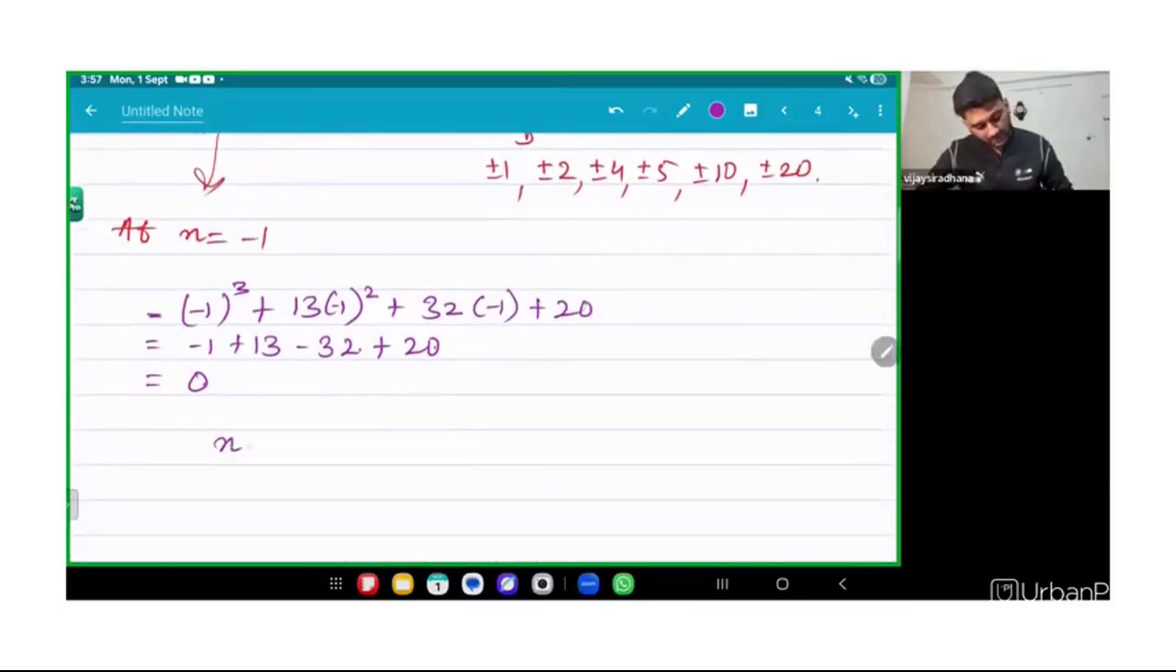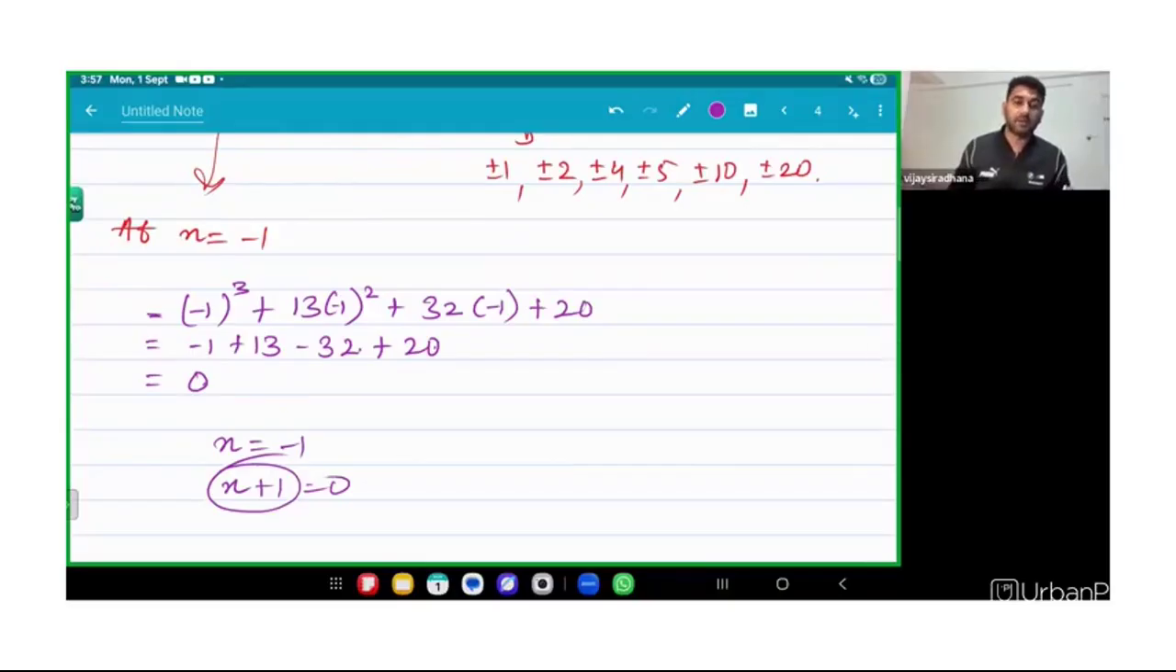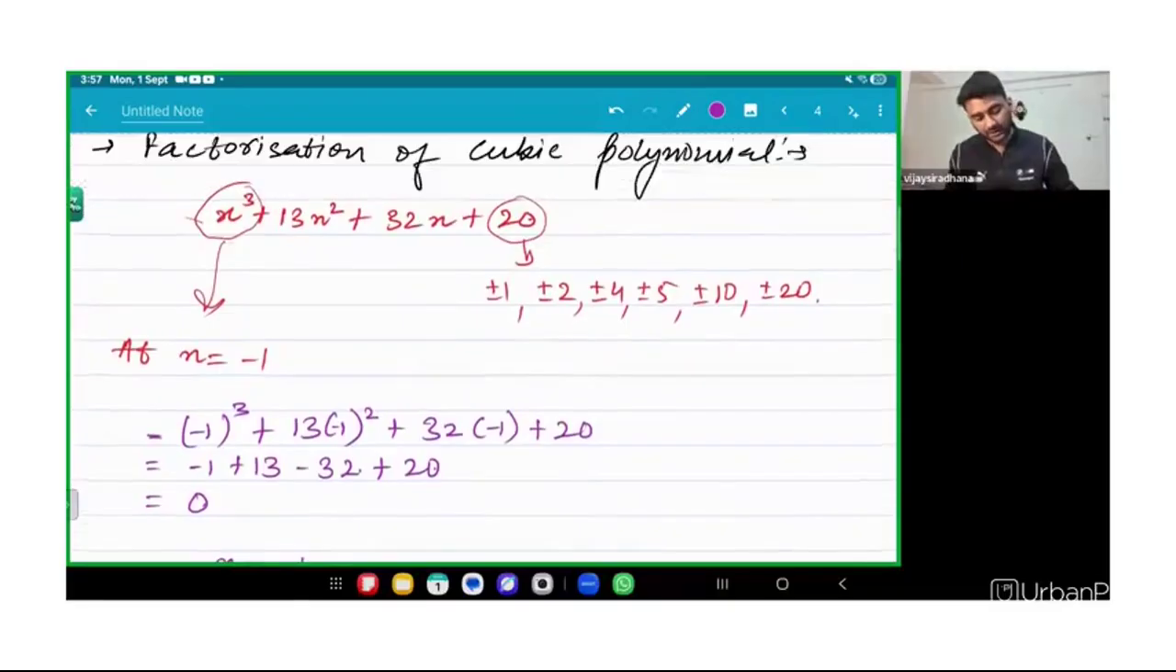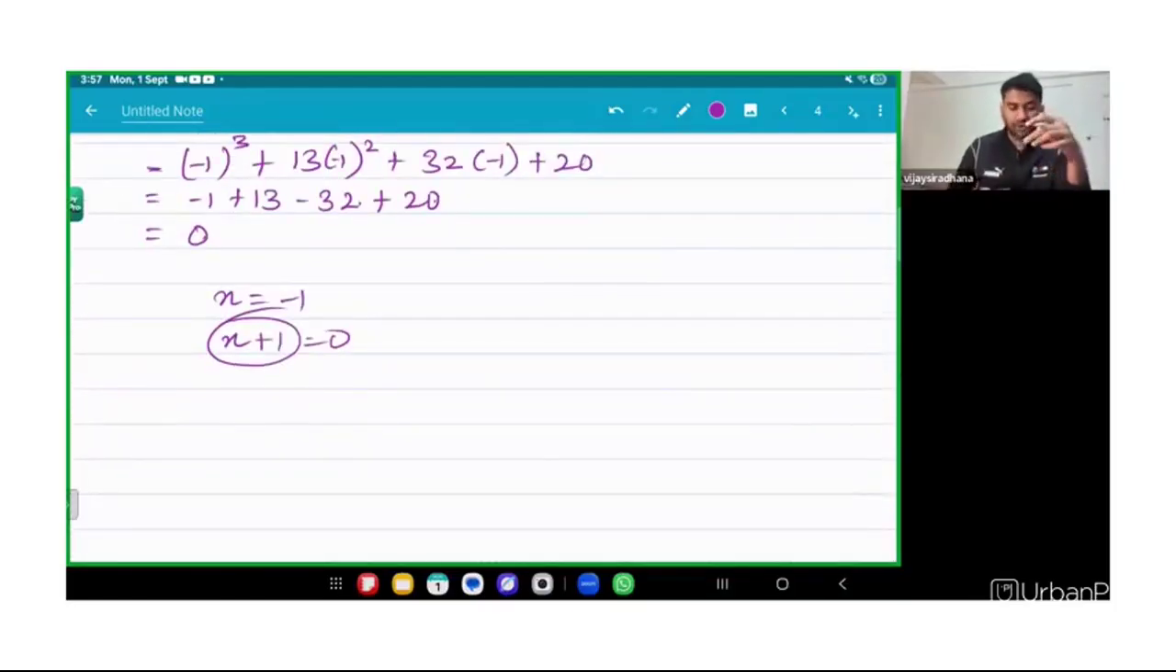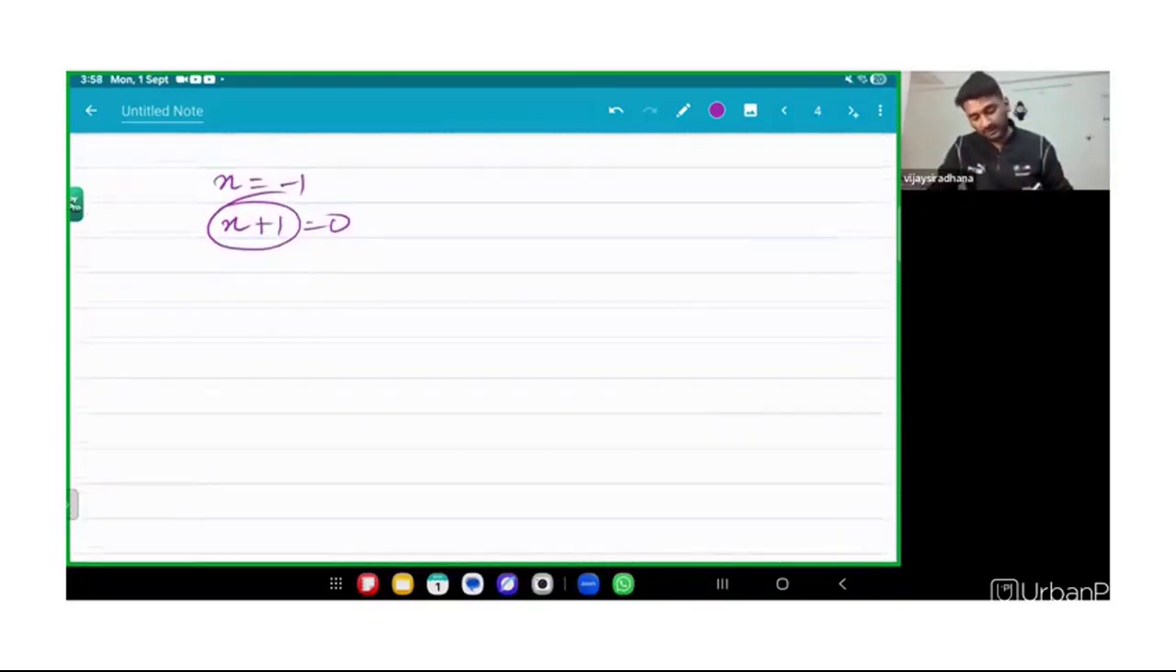If x equals -1 is a factor, that means x plus 1 equals 0, so x plus 1 is a factor. Now, whenever you divide by x plus 1, you might get a different answer. So when you want to get the other factors, there are two methods. Let's see the first method.